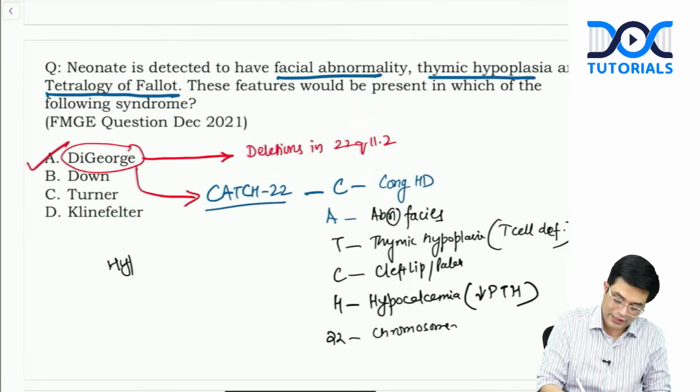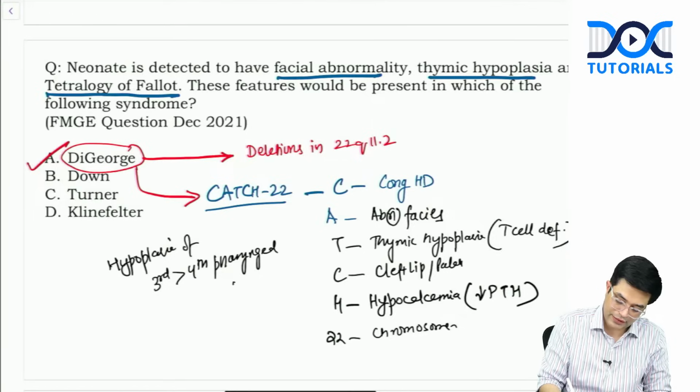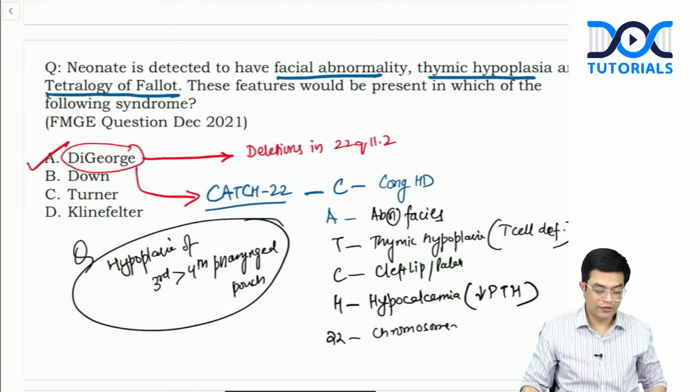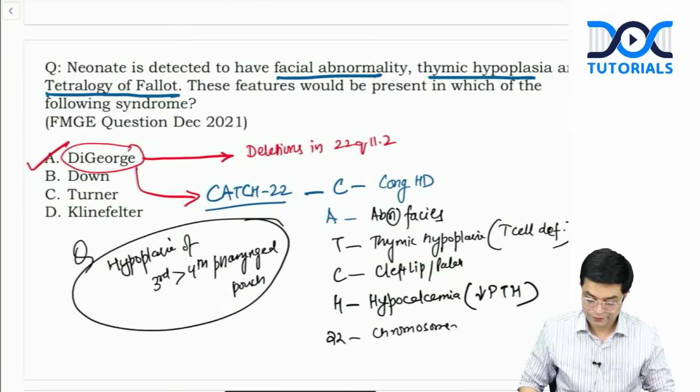There is hypoplasia of the third, sometimes fourth pharyngeal pouches. So branchial arch development defect कहते हैं इसे. So this is also a past MCQ point. This is also a past MCQ point.